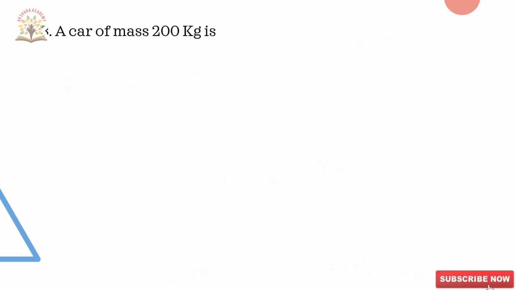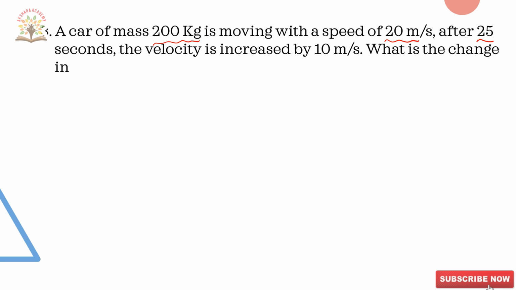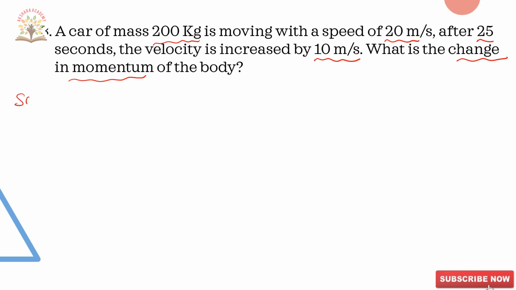Third one. A car of mass 200 kilogram is moving with a speed of 20 meters per second. After 25 seconds the velocity is increased by 10 meters per second. What is the change in momentum? Here they given mass 200 kilogram and the speed 20 meters per second. After 25 seconds the velocity is increased. The increasing velocity is 10 meters per second and you have to calculate the change in momentum. Let us go to the solution.